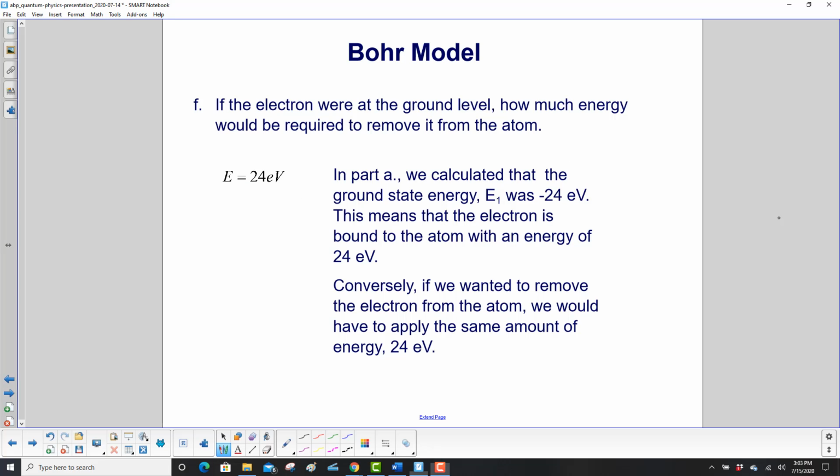If the electron were at the ground level, which is n equals 1, how much energy would be required to remove it from the atom? In part A, we calculated the ground state energy, E1, was negative 24 eV. This means that the electron is bound to the atom with an energy of 24 electron volts. So if we wanted to remove the electron from the atom, we would have to apply that same amount of energy, 24 eV.